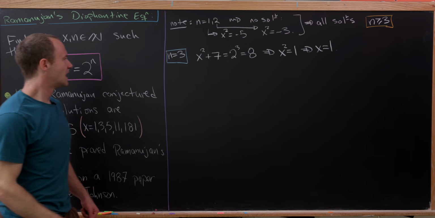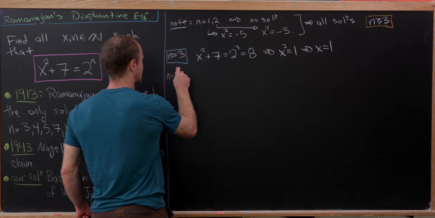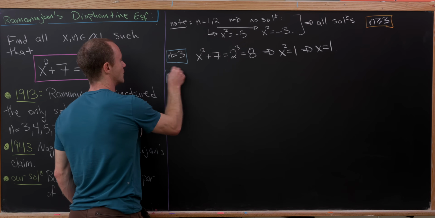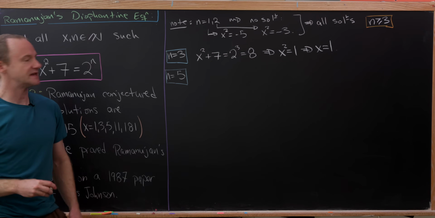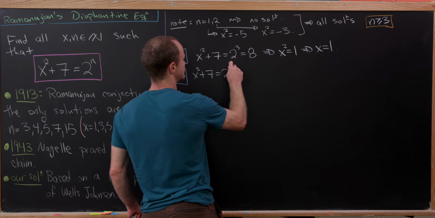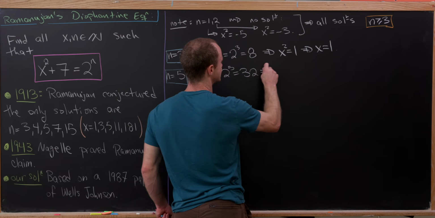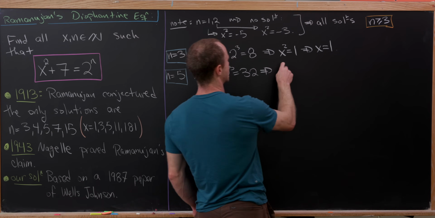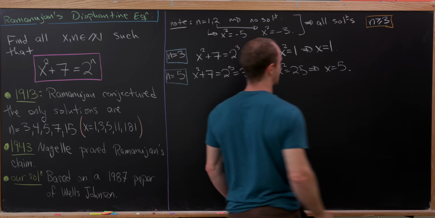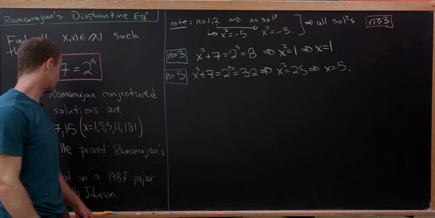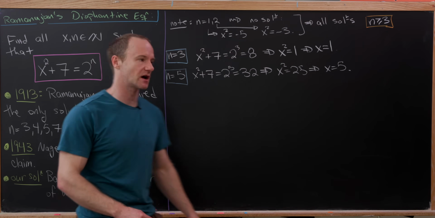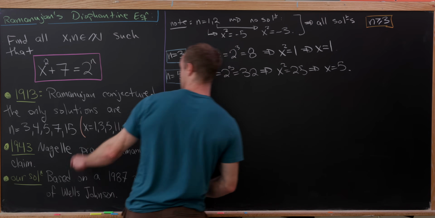And then maybe let's jump up and look at the case when n is equal to 5, skipping the case when n is equal to 4. And note when n is equal to 5, we'll get x squared plus 7 is equal to 2 to the 5, which is equal to 32. But in this case, we'll get x squared is equal to 25, which means x is equal to 5. So we've clearly got a solution right there as well. And now we'll move into the real meat of showing that the only solutions come from this list right here.